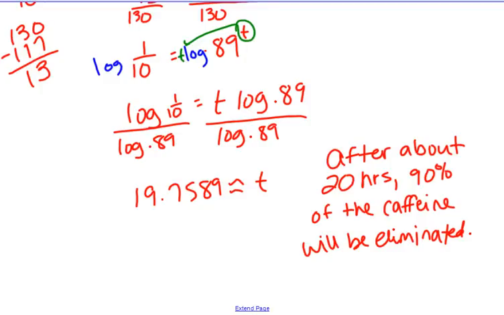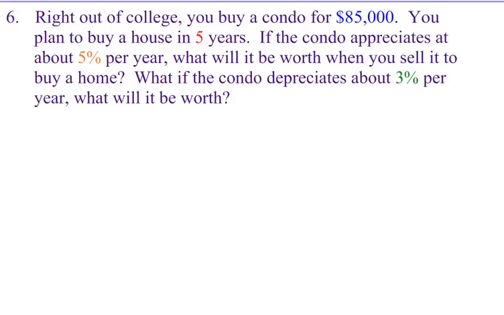This one I think is interesting because this is something you guys will probably, hopefully do, right? Right out of college, you buy a condo for $85,000. You plan to buy a house in 5 years. If the condo appreciates at about 5% per year, what will it be worth when you sell it to buy a home? What if the condo depreciates about 3% per year? What will it be worth?